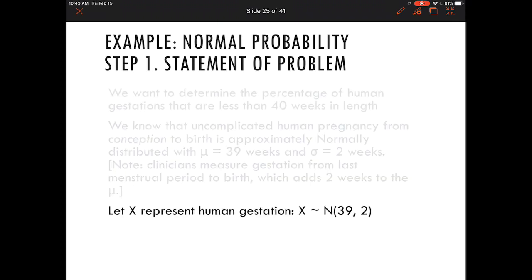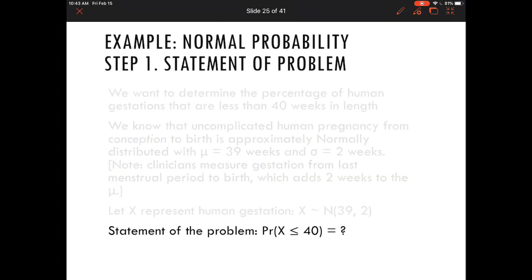So first, our practice problem states that we want to know the probability of someone giving birth in less than 40 weeks. In the top part here, we know that uncomplicated human pregnancies from conception to birth are approximately normally distributed, right? They're normally distributed with a mean of 39 weeks and a standard deviation of 2 weeks. So we have our statement of the problem, right?